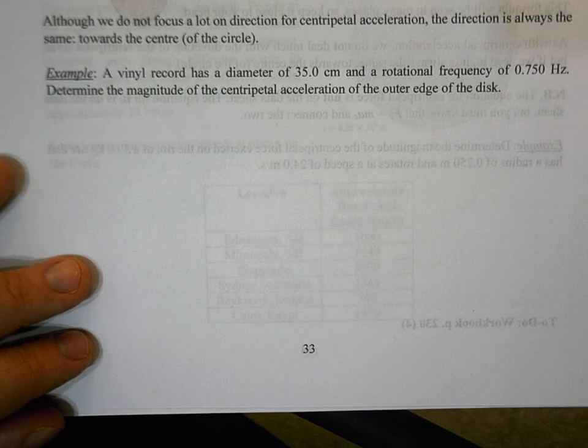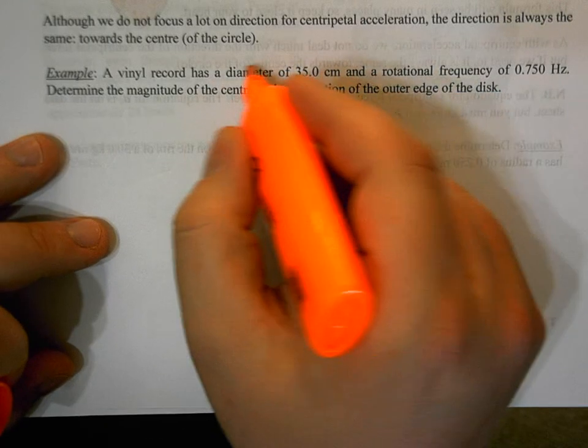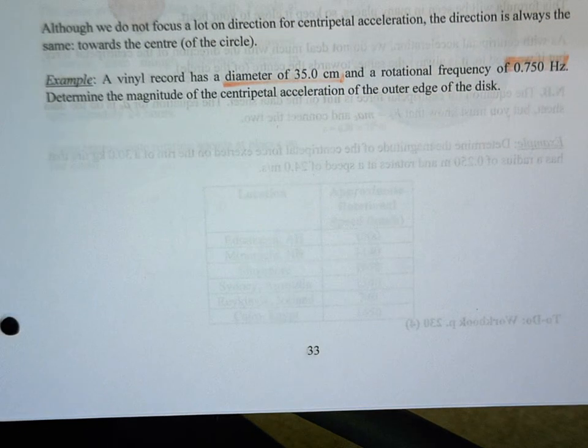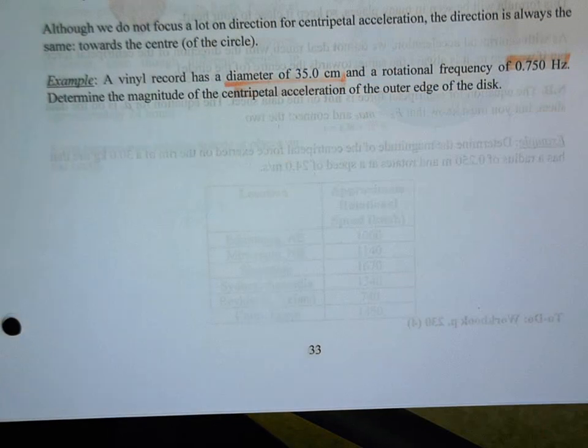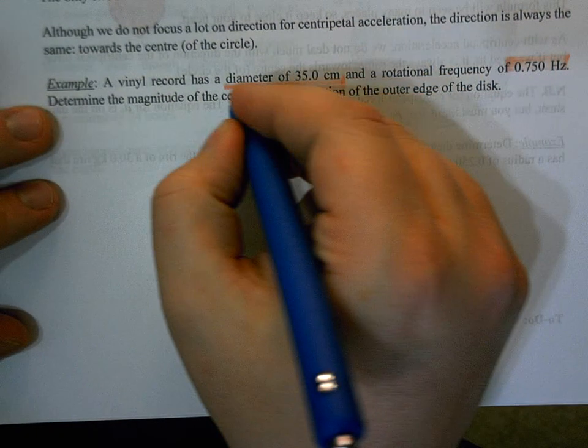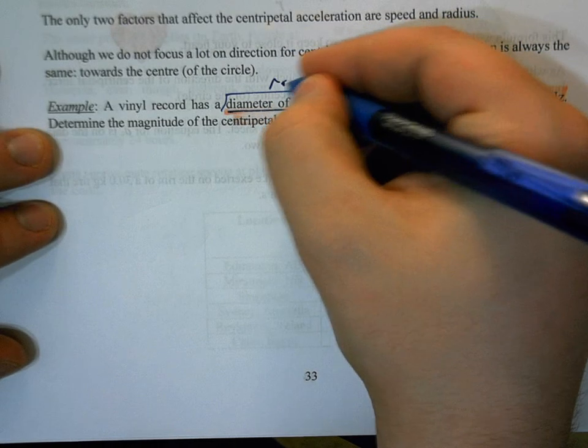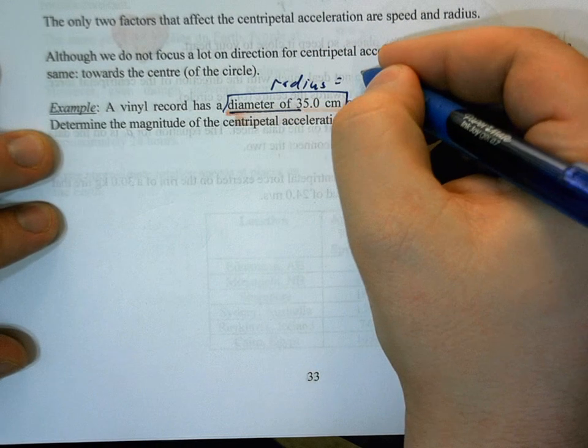We have a vinyl record, and it has a diameter of 35 centimeters and a rotational frequency of 0.750 hertz. We'd like to find the magnitude of the centripetal acceleration. Now, first thing is, we gave you diameter. That's the big trick and trap we do here. We want the radius, which is just going to be half of the diameter.